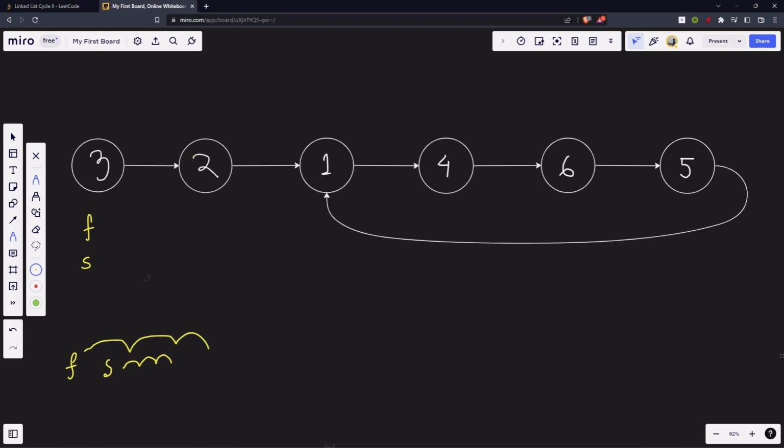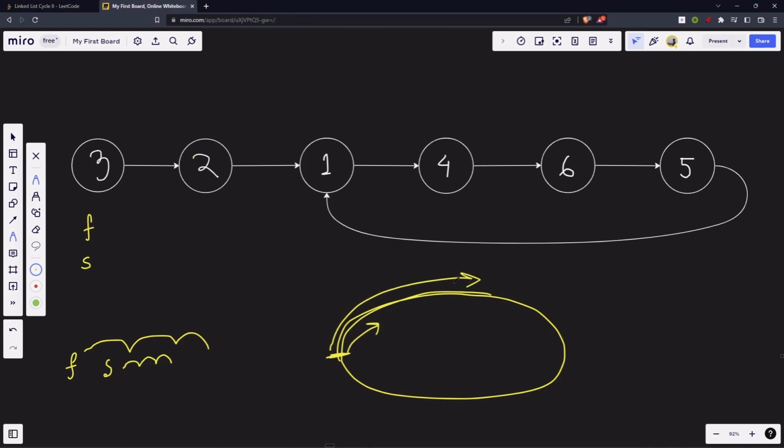We are going to make them iterate over our list, and if there is a cycle, they are going to meet each other at some point of time. Why are they going to meet each other? Let's say you have a racetrack, and you have two runners who start running from this point. Let's say one is running slowly and one is running very fast.